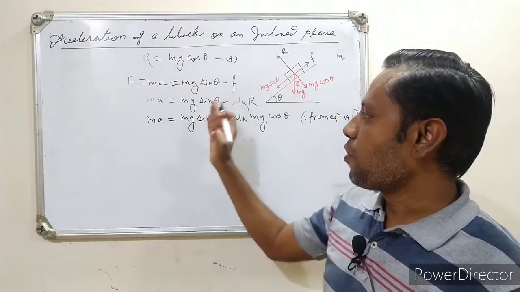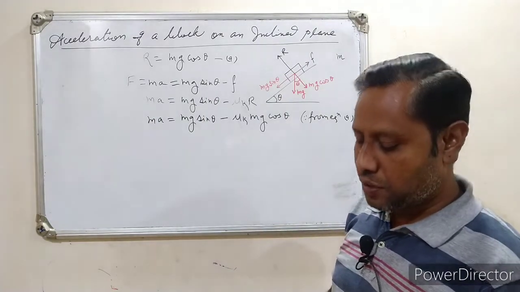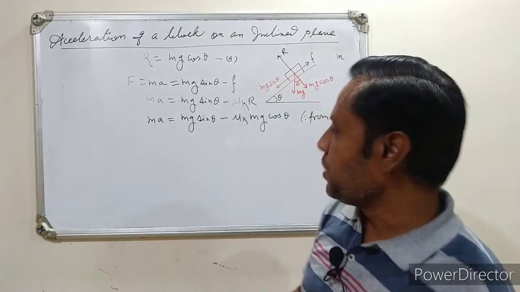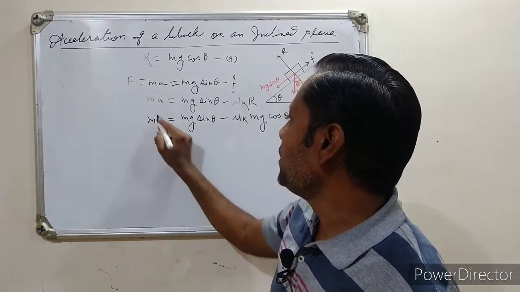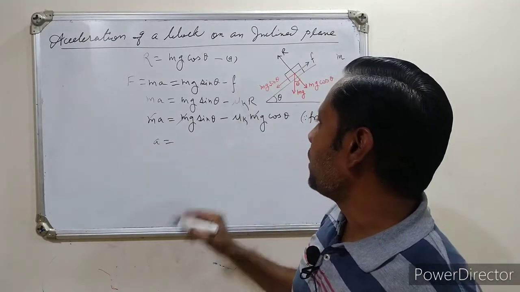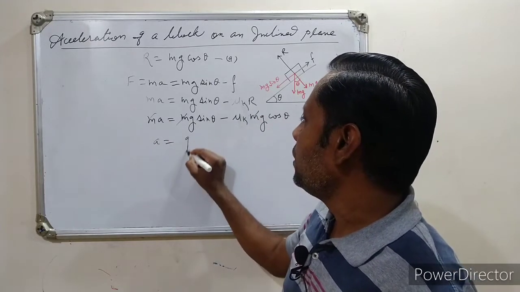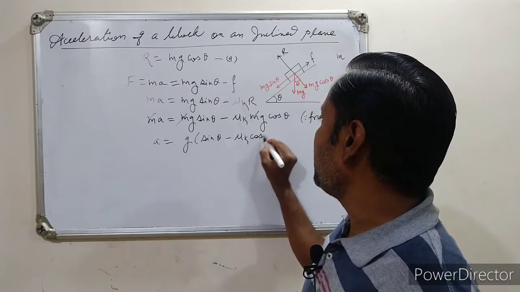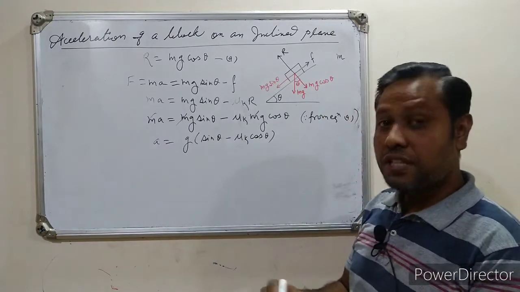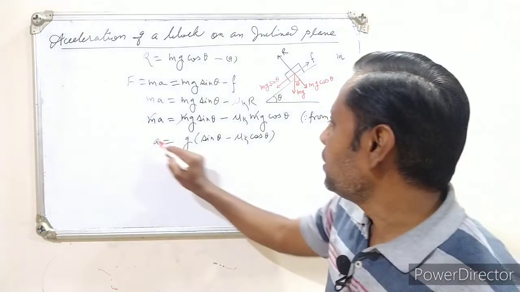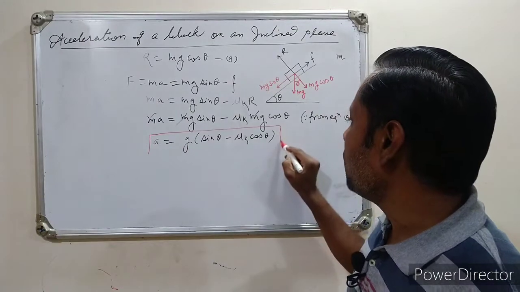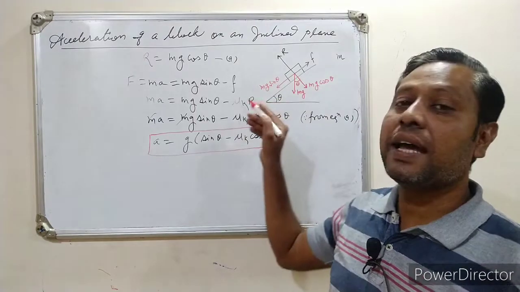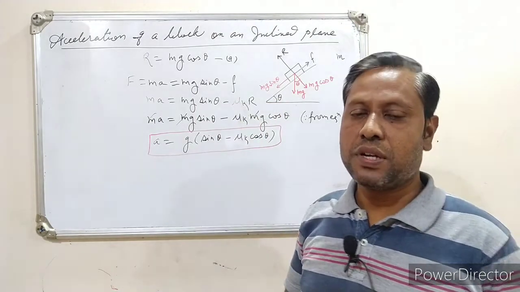Now I can take m common from everything and m can simply be cancelled out. Our purpose is to find the acceleration, so I can find the acceleration from here. So a will simply be, since m and m cancel out, g can be taken common here: g sin theta minus mu k cos theta. So this equation represents the acceleration of the block on the inclined plane when the angle is more than the angle of repose.